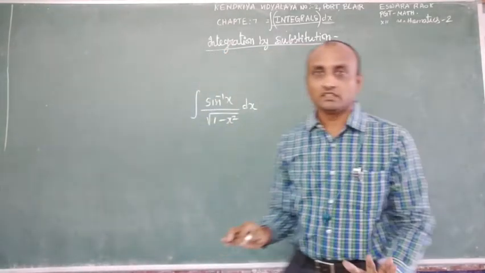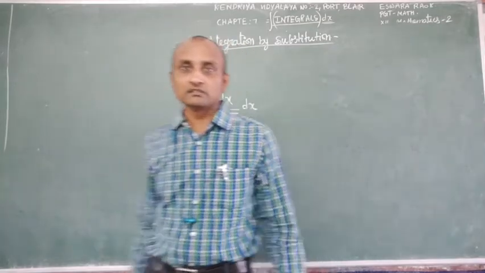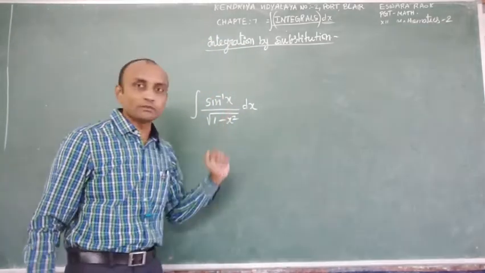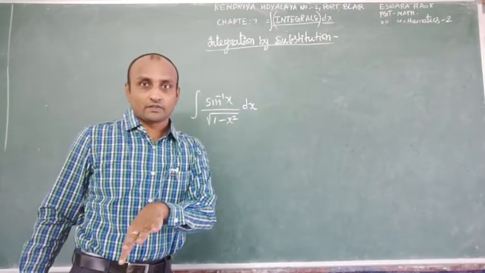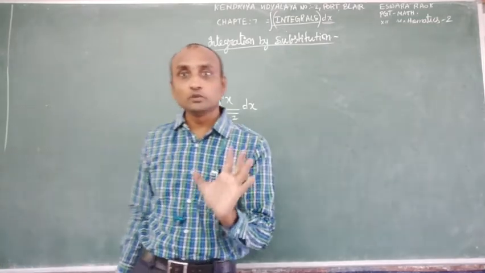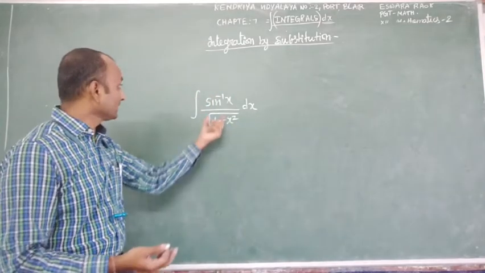This is the question. Actually, the integration of sine inverse x by root over 1 minus x square, we do not know, because the integration of sine inverse x also we do not know. And the integration of 1 by root 1 minus x square, we know that it is sine inverse x. But if it is given like this, the u by v rule I did not discuss. I just told you u plus v, u minus v, where we just split the integration and do it. But it is like this.